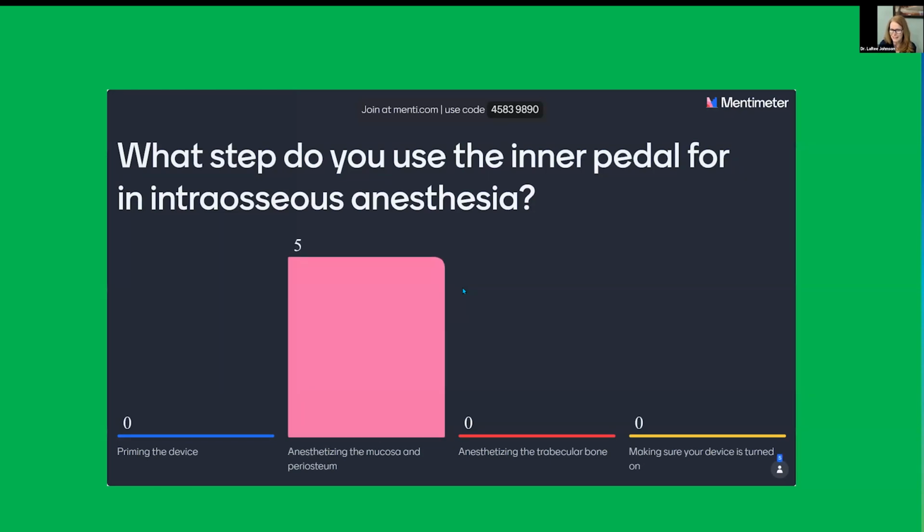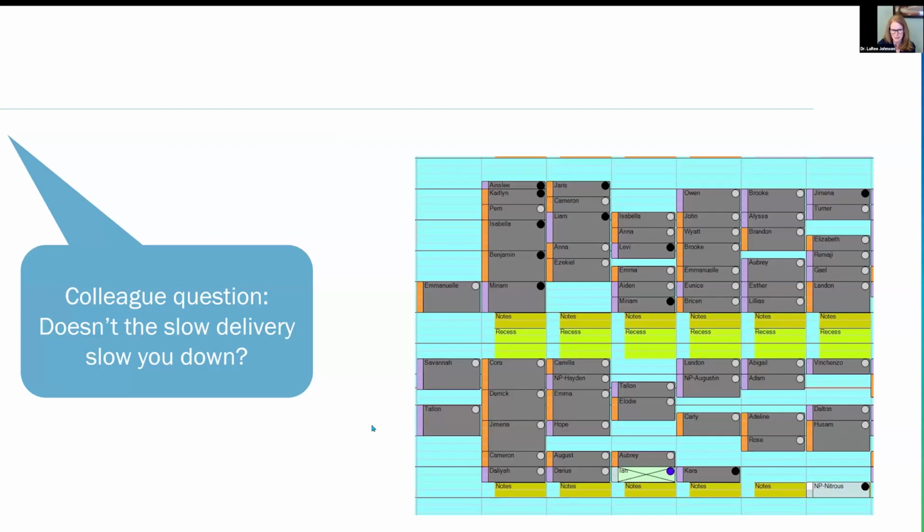All right. Any other takers? All right, we have some users with a good grasp. That's exactly right. The inner pedal is absolutely only used when you are delivering the first step of anesthetizing the mucosa and the periosteum. Here's another really important thing, really super important. It doesn't matter what color you're in, what setting you're in, it will do drop by drop regardless. The color really matters when you get to the other step. You need to be in blue for bone, and we're going to get into that, just seeing who knew how much time we need to spend on some different things.